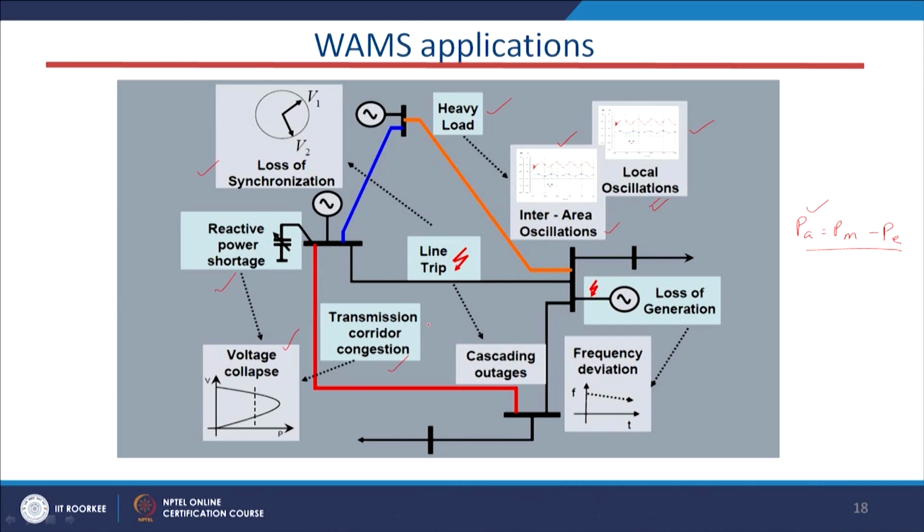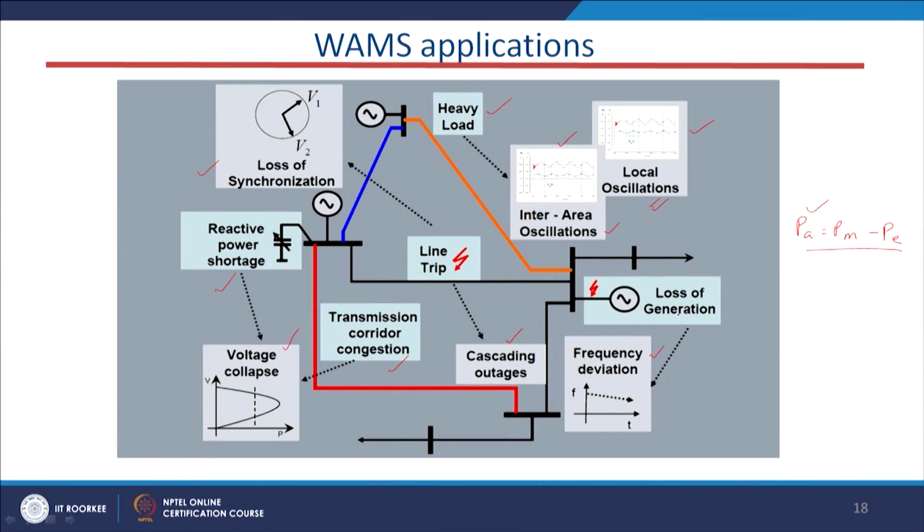Now, coming to transmission corridor congestion. If we are supplying power through a particular transmission line from one bus to another bus, there is a chance that that particular line may be overloaded. So, there may be some congestion. In that case, how to maintain it, how to divert the power, unless you know the status of the line, we cannot take any decision. That particular decision can be taken using the WAMS technology.